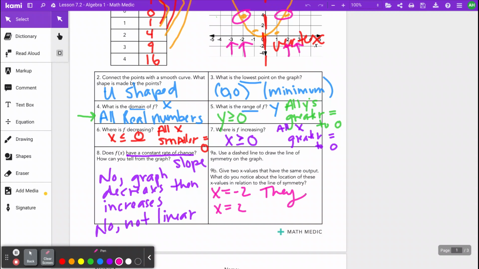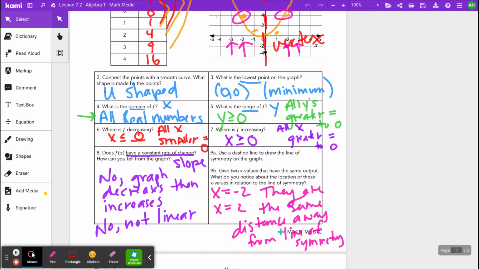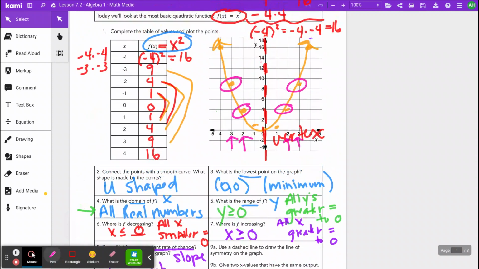Well, they are the same distance away from this line of symmetry. If you notice, this output of 4 is 2 away on the left and it's 2 away on the right. The output of 9 is 3 away on the left and 3 away on the right. So I'm the same distance away on my graph from this axis of symmetry, and that's going to turn out to be a pretty big deal as well.